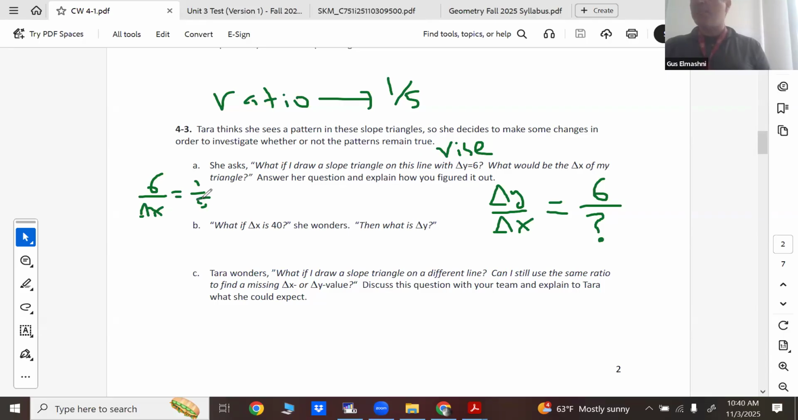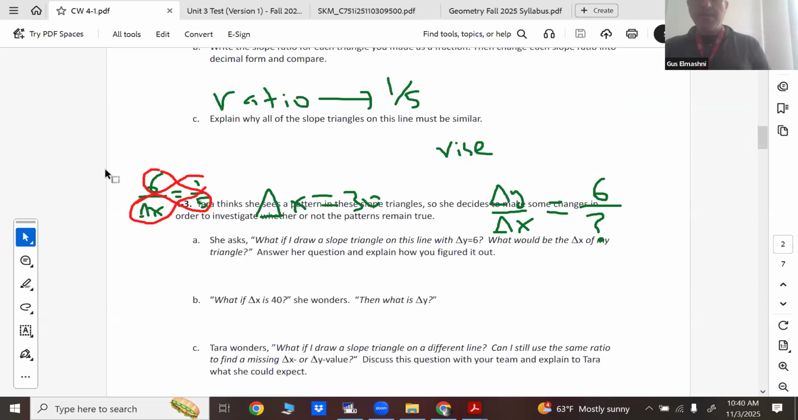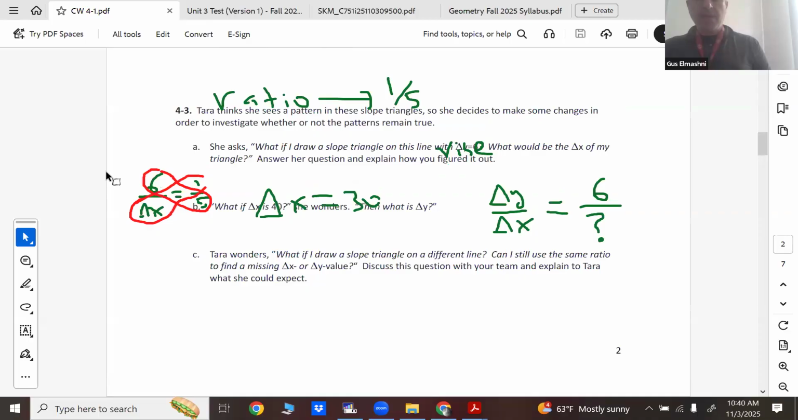Now you guys see why I'm so hell-bent on proportions. This is a very important skill to have. What do you think delta x is going to equal to make this true? Yeah, 30. Because if you cross multiply, which you're allowed to do if you have a fraction on each side and there's an equal sign, you're totally allowed to do that. Yeah, delta x equals 30.